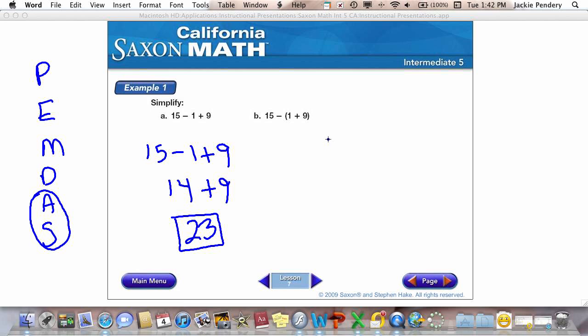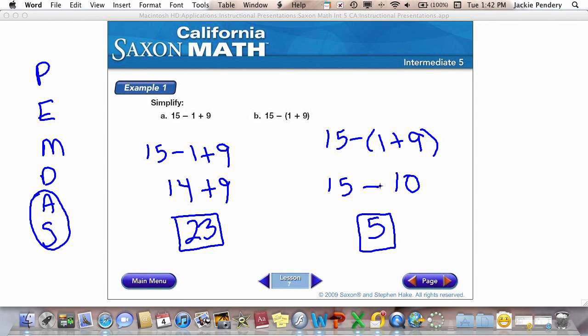Now let's compare it to part B. We have 15 minus parentheses 1 plus 9. Now I'm going to do what's in parentheses first because that's what my PEMDAS tells me to do. So 1 plus 9 is 10. And then I put in the 15 minus. And now 15 minus 10 is 5.